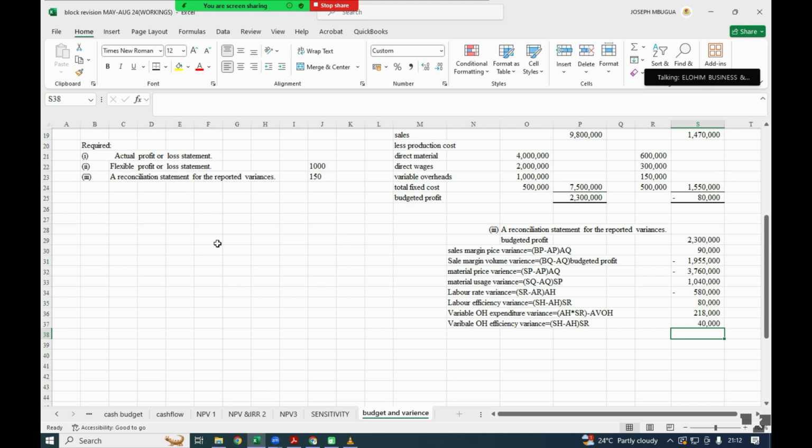The expenditure and the efficiency. I have a question. Ask your question.